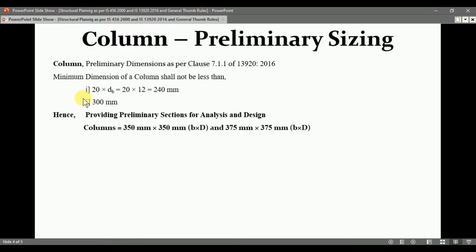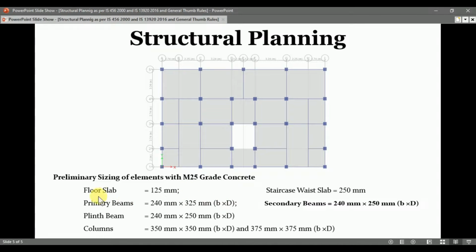Hence, by considering both codal provisions, we need to define the section sizes. So we are providing 350 by 350 mm column size at the outer, whereas the inner columns will be provided as 375 mm by 375 mm at all floors. So now we have all these section sizes for the beams, columns and slabs. For the slabs we are providing 125 mm, and for the staircase slab 250 mm. Beams are 240 mm by 325 mm, secondary beams 240 mm by 250 mm, and plinth beams 240 mm by 250 mm. Columns are 350 mm by 350 mm and 375 mm by 375 mm, and all the structural sections are cast with M25 grade concrete.